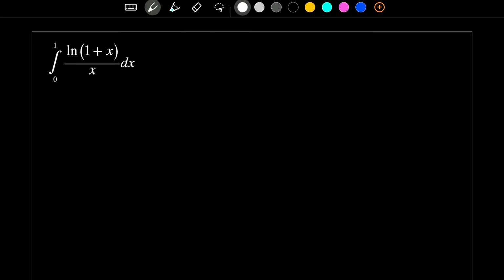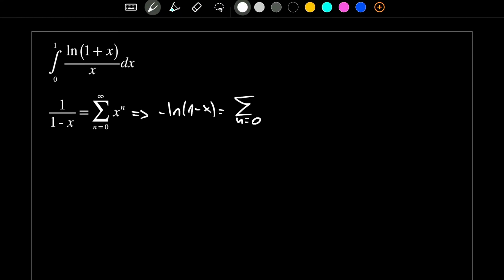So as I said, we can use Taylor series here. Maybe we'll start with the most basic Taylor series, which is also basically a geometric series for 1 over 1 minus x, which is going to be equal to the sum from n equals 0 up to infinity of x to the power of n. So this is a fairly well-known Taylor series, and we're going to use it, and we're going to take the antiderivative of both sides, which is going to give us the negative log of 1 minus x, and that's going to be equal to the sum from n equals 0 up to infinity of x to the power of n plus 1 divided by n plus 1.